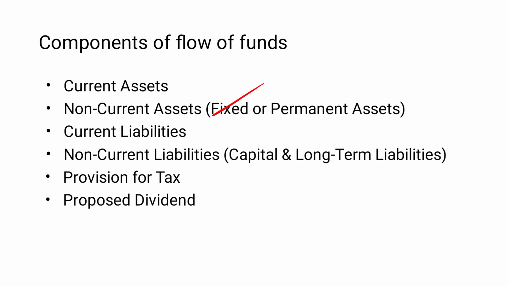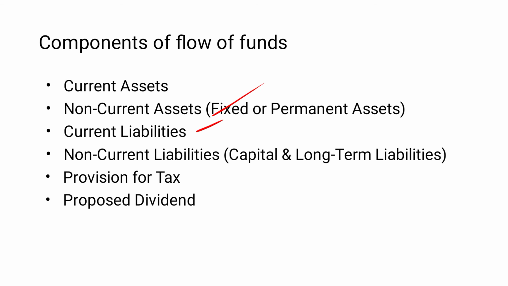Next, current liabilities. The term current liabilities refers to amounts owing by the business which are currently due for payment. They consist of amounts owing to creditors, bank loans due for payment, proposed dividend and proposed tax for payment, and expenses accrued due.